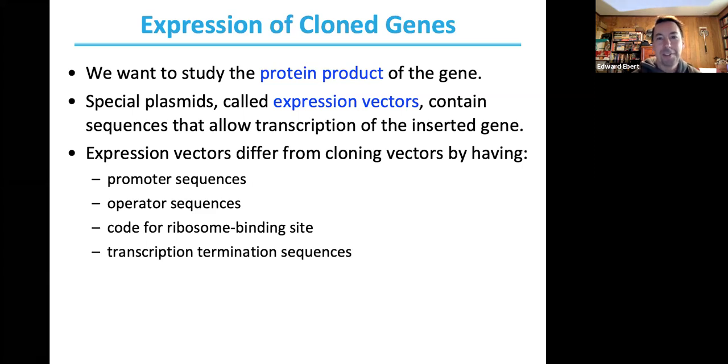So if we're going to copy DNA, we talked about cloning DNA previously. Okay, so now we can talk about not only just cloning the DNA, but expressing the protein from that gene product in here. So we're going to use expression vectors, which are very similar to our cloning vectors, but just have some extra stuff in there. Okay, they allow us to transcribe this gene. Okay, so that means they're going to need to have promoter sequences and operator sequences, and a ribosomal binding site code, as well as a termination sequence in there as well.